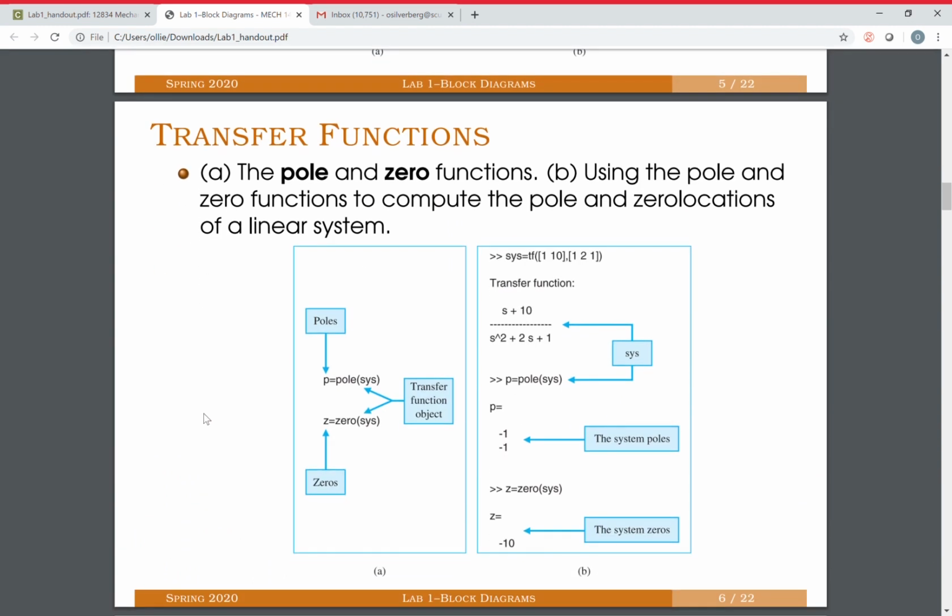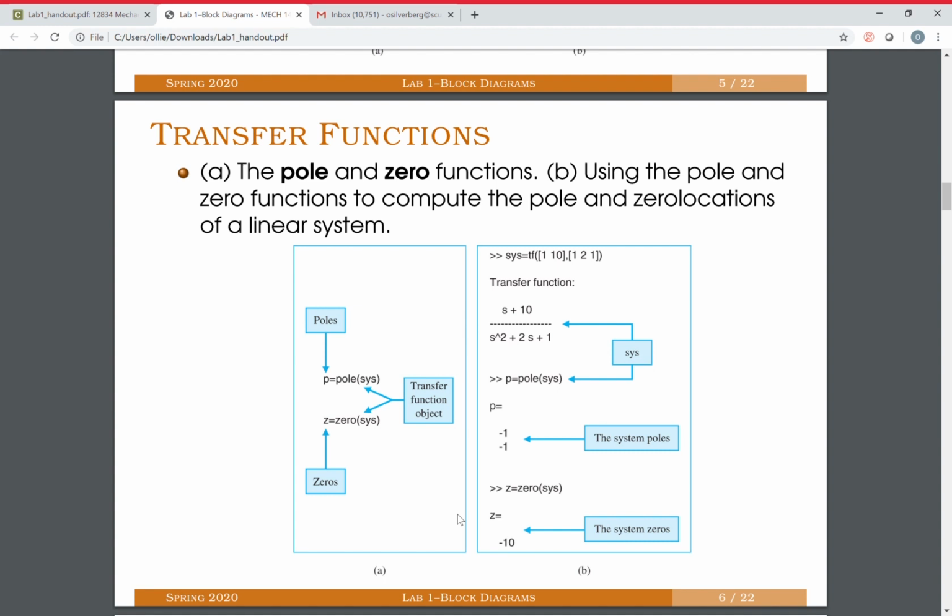Okay, so the poles and zeros of a function can be found using the pole function and the zero function in MATLAB. With the input of the system, you can spit out the poles, and with the input of the system, you can spit out the zeros for the given function. So let's make a transfer function here. We can just directly input the numerator and denominator as s plus 10 and s squared plus 2s plus 1. So here it is, and then the pole function gives us the poles, and the zero function gives us the zeros.